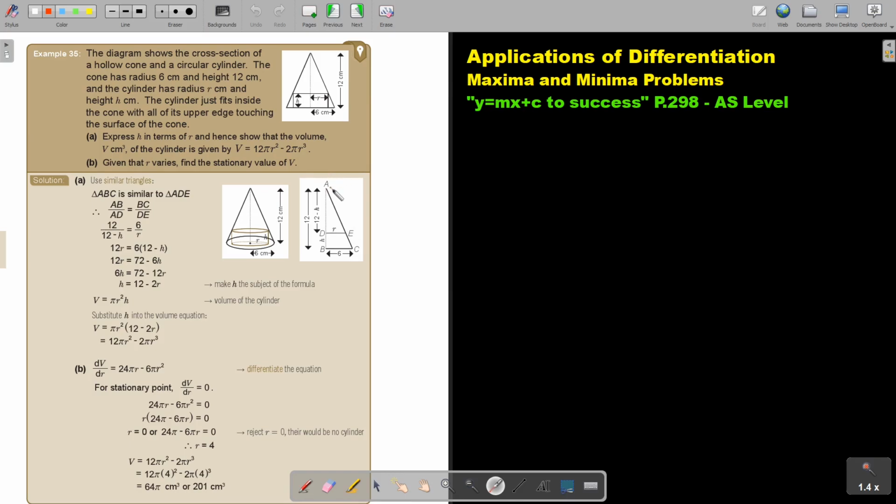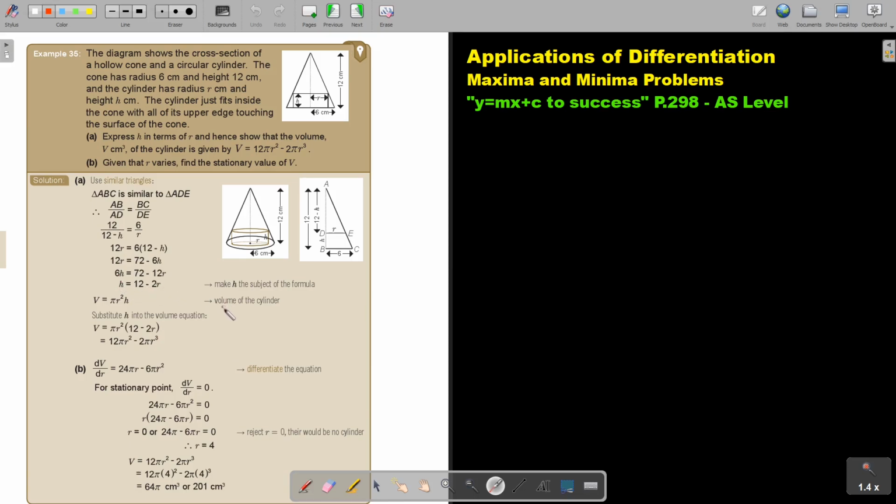So AB over AD is equal to BC over DE. Where you have information, you don't have information here, so use the sides where you have information. Now just go and substitute in. This is the 12. There I substitute. I cross multiply, I get this. And then I make h the subject of the formula.